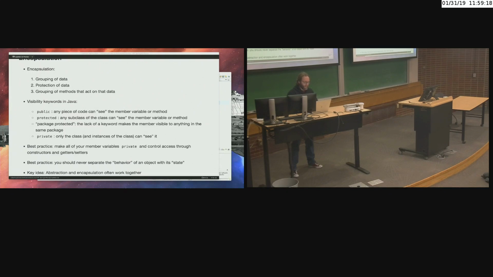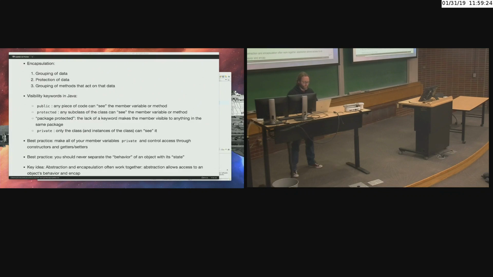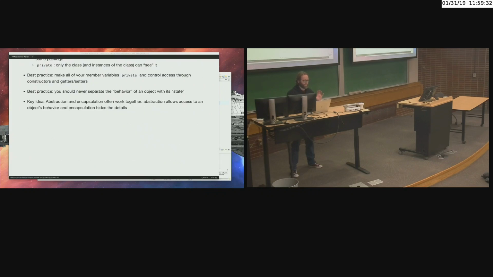Abstraction allows access to an object's behavior, and encapsulation hides the details. Right? So again, it gets kind of mucky on where you draw the line. This is definitely an abstraction. This is definitely encapsulation, because usually they work in conjunction with each other. Okay.